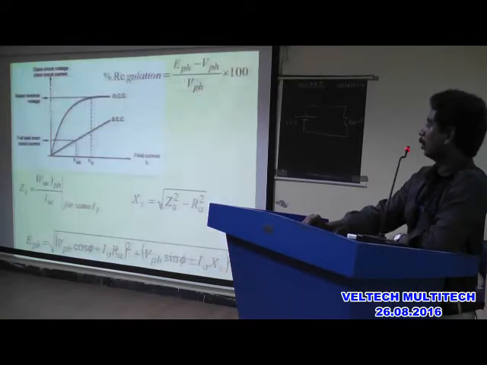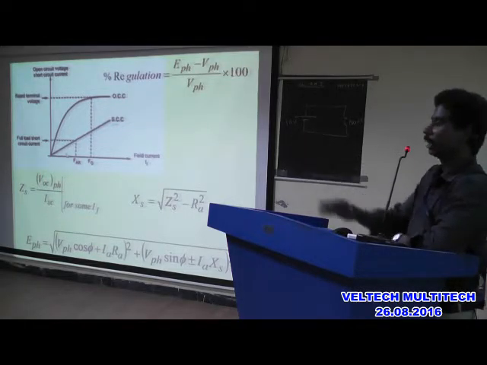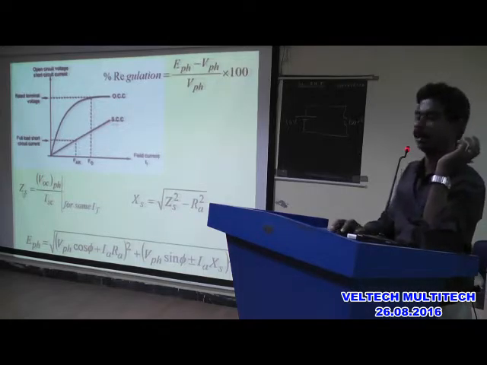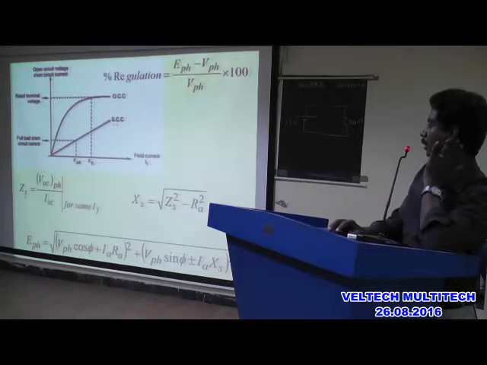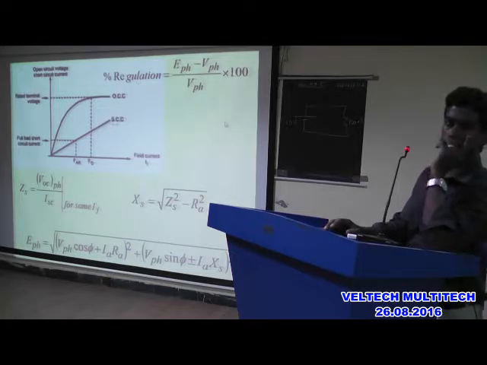So the first step, you can draw the open circuit characteristics and short circuit characteristics in the same graph. In a single graph you have to draw, then ZS you have to calculate. That is why this is called synchronous impedance method. So ZS equals open circuit voltage divided by short circuit current for the same field current. Once you have calculated ZS, and you know the armature resistance, R, then XS you can calculate. Once you have XS, you can substitute in the E phase expression and calculate the E phase. Based on the E phase value, you can calculate the voltage regulation.